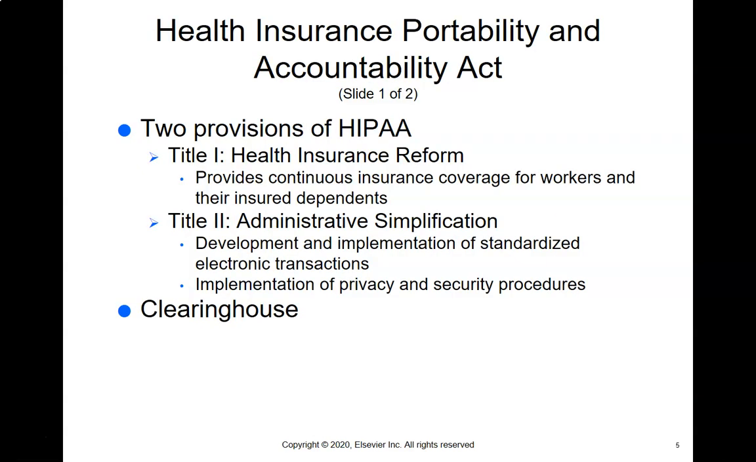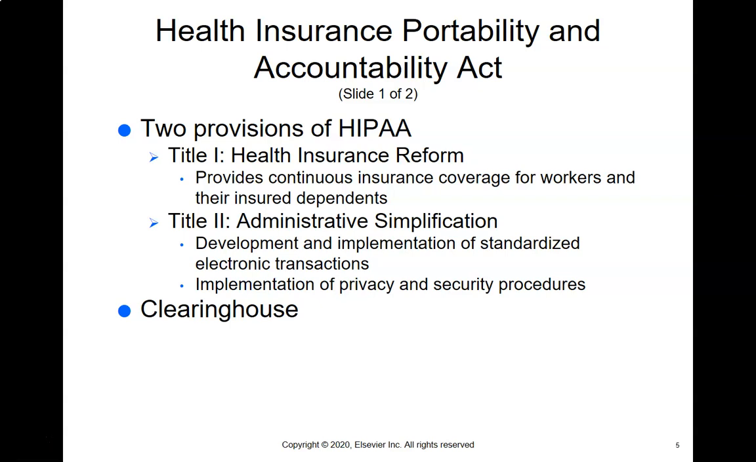Health Insurance Portability and Accountability Act, HIPAA. There are 2 provisions of HIPAA. Title I is the Health Insurance Reform, which provides continuous insurance coverage for workers and their insured dependents. Title II is the Administrative Simplification. That's the development and implementation of standardized electronic transactions, and implementation of privacy and security procedures.